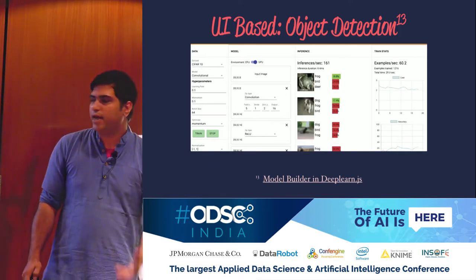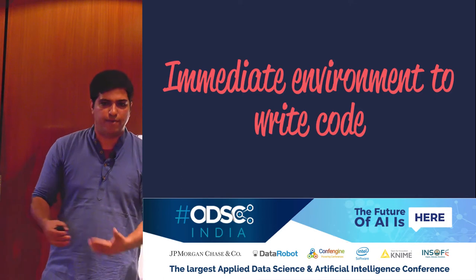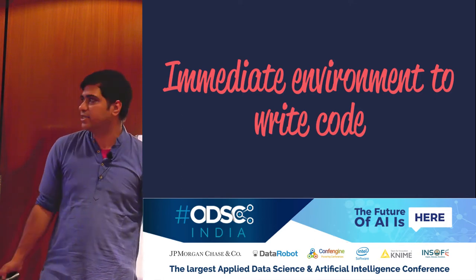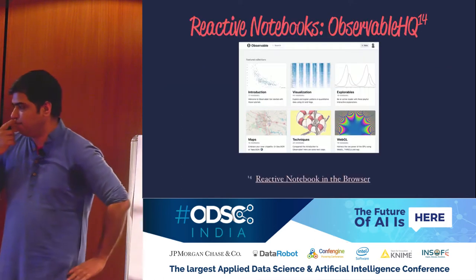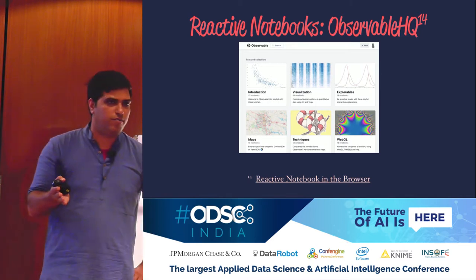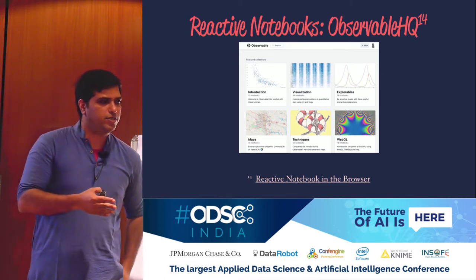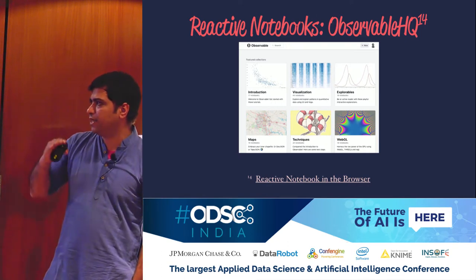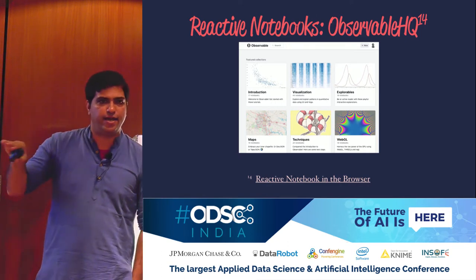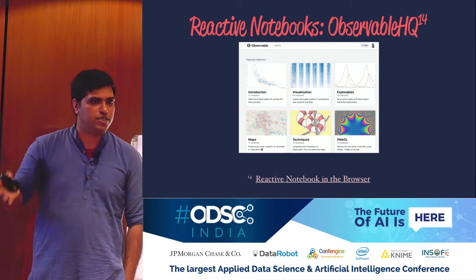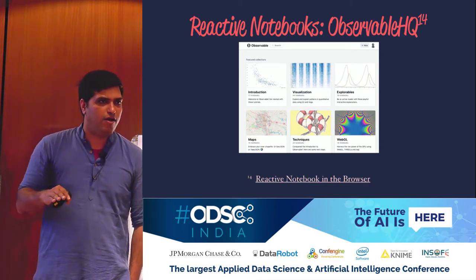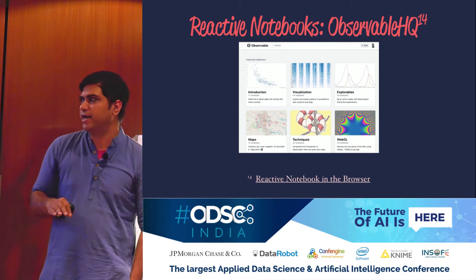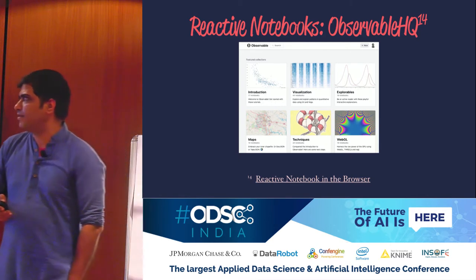So the other option is, can I write code immediately on my browser and run all this stuff, right? So the equivalent of what we have in Jupyter Notebooks is reactive notebooks on the web, which is Observable, which basically allows me to access the entire JavaScript NPM ecosystem and run this stuff on the browser in a very reactive way, right? So I'll show you one example of that.